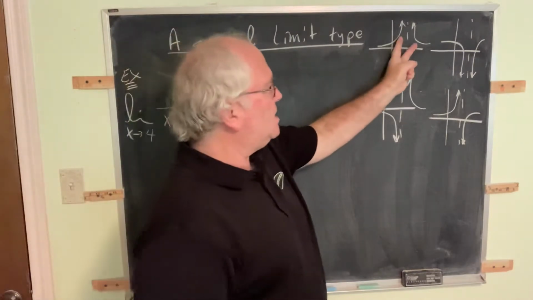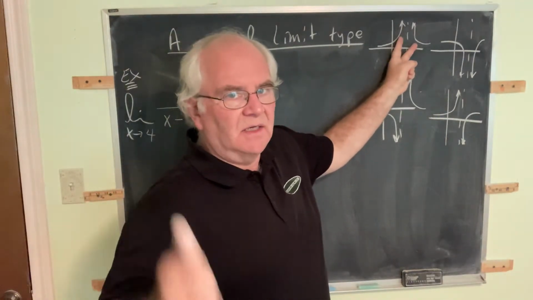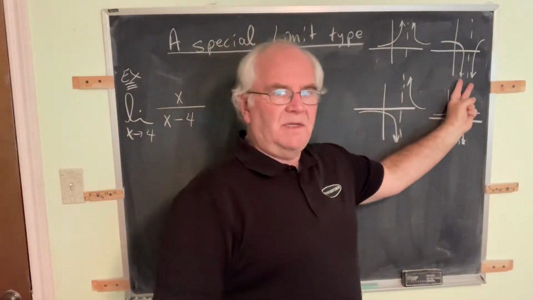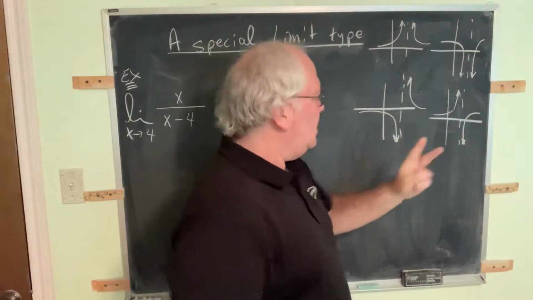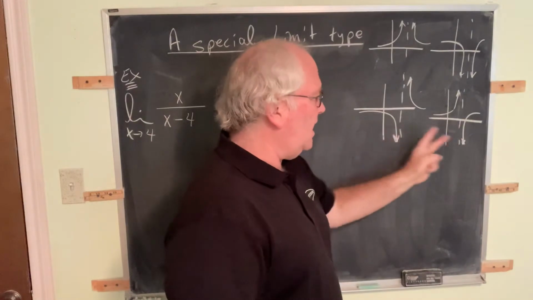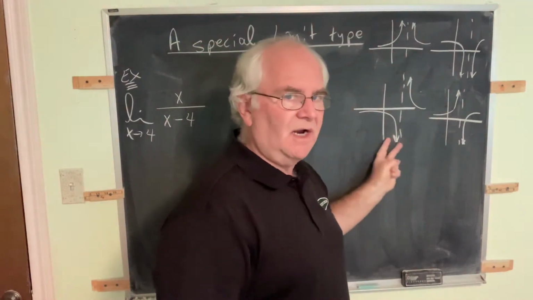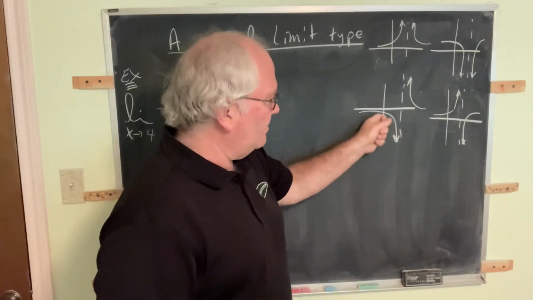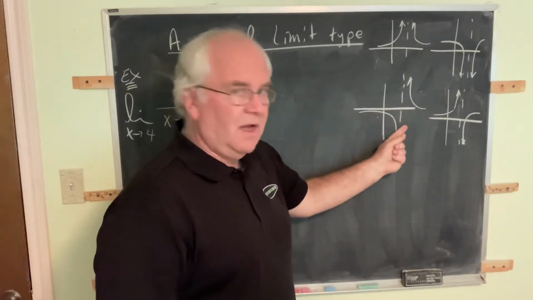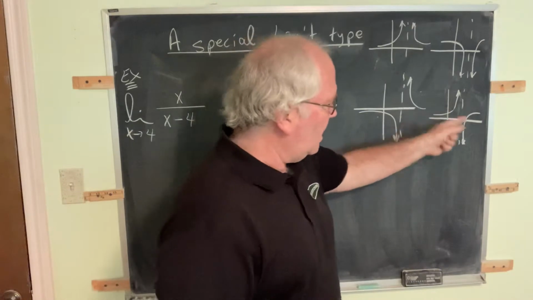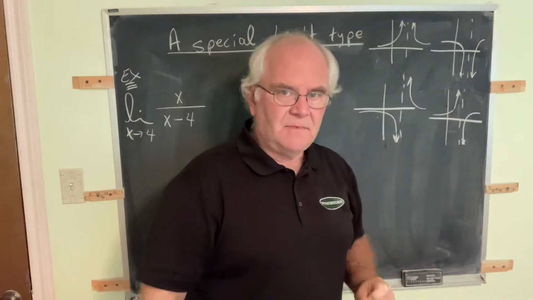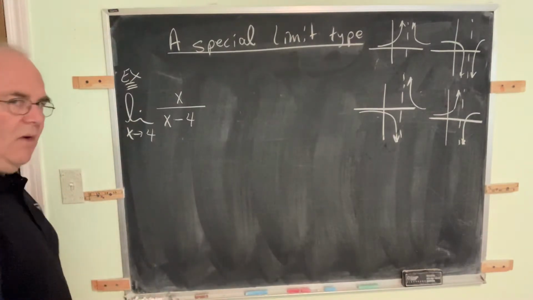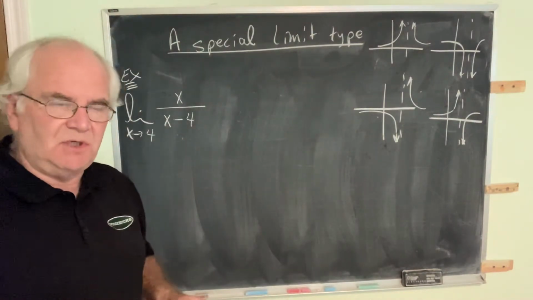Recall, if it's this scenario, then we're going to say the limit is positive infinity. If it is this scenario, we're going to say the limit is negative infinity. If it is either of these two scenarios, then we're going to say the limit does not exist, because the limit from the left and the limit from the right do not agree. So that's our procedure. The first thing to try, as always, is direct substitution.